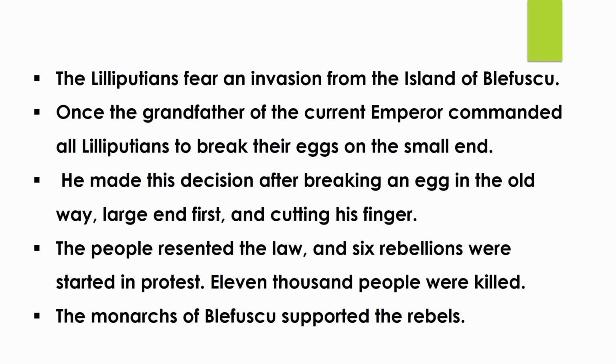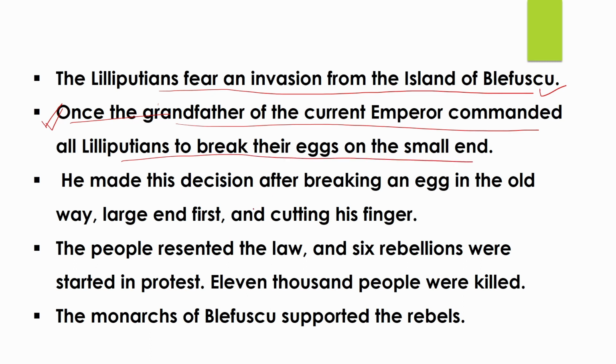Not only is Lilliput divided inside, but the Lilliputians also fear an invasion from the island of Blefuscu, which Reldresal calls the other great empire of the universe. Blefuscu is divided from Lilliput by a small channel about 800 yards wide, not even half a mile. Reldresal describes the history of the two nations. The conflict between them, he tells Gulliver, began years ago, when the grandfather of the current emperor commanded all Lilliputians to break their eggs on the small end. He made this decision after breaking an egg in the old way, large end first, and cutting his finger.